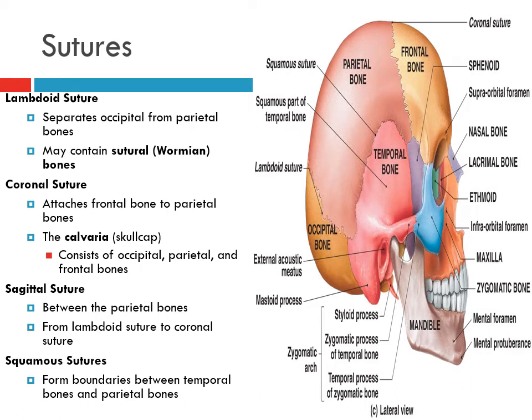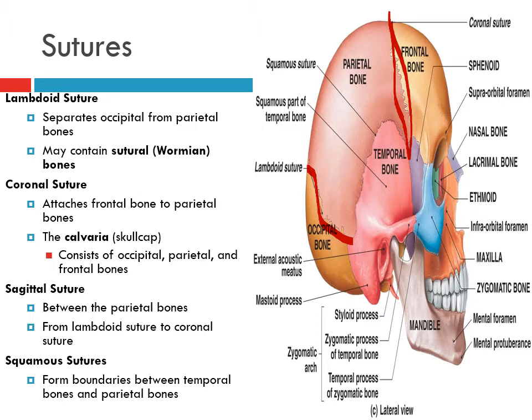Between the bones of the skull, we have sutures, and sutures are really just where two bones come together. They're not fused together. There is still some slight movement in there, but it is where these two bones meet in the skull. So the main sutures are the lambdoidal suture, which you'll see here. The lambdoidal suture separates the occipital bone from the parietal bone. Then we have the coronal suture here, which separates the frontal bone from the parietal bone.